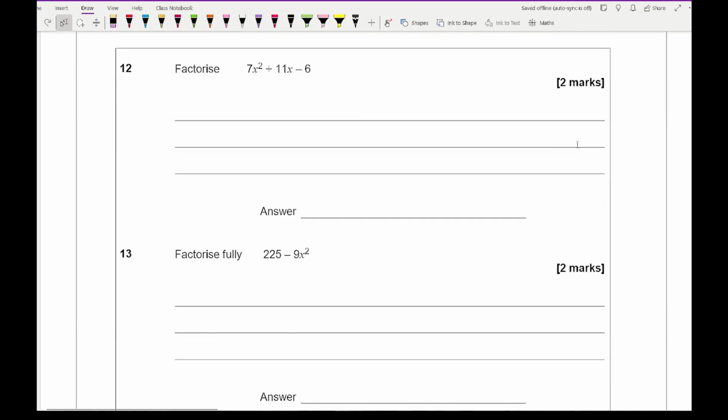Moving on to question 12, it says factorize. So here we want to factorize this fully. And again, depending on the method that you choose, you can do this mentally or you can use the magic number way. And again, if you're not sure about how to factorize this properly, then I strongly recommend you watch the video that goes through that in more detail. But the final answer should be 7x minus 3 and x plus 2.